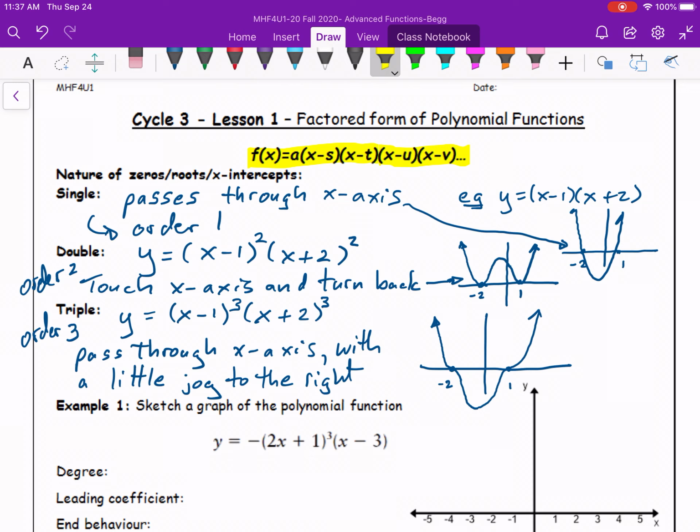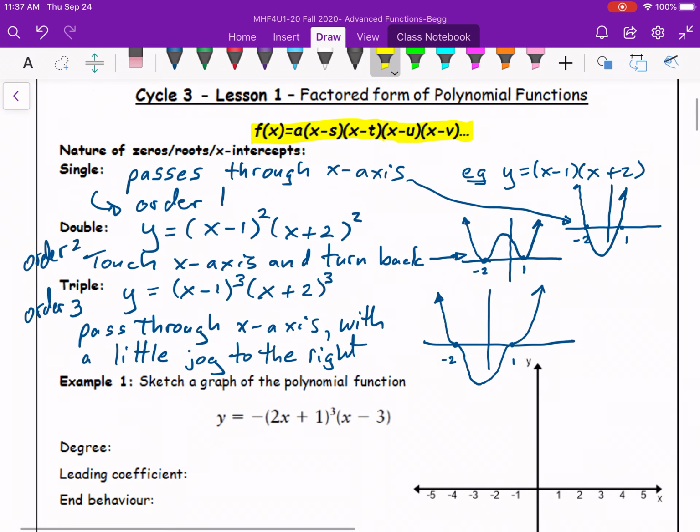Now we need to talk about the nature of zeros or x-intercepts, and I've filled this in ahead of time a little bit just to save some writing, but when we talk about single roots, another way we could describe that is order 1. Let's just highlight these things so that I can make them clearly be together. So single roots are order 1. What we mean by that is there's no exponent on a bracket.